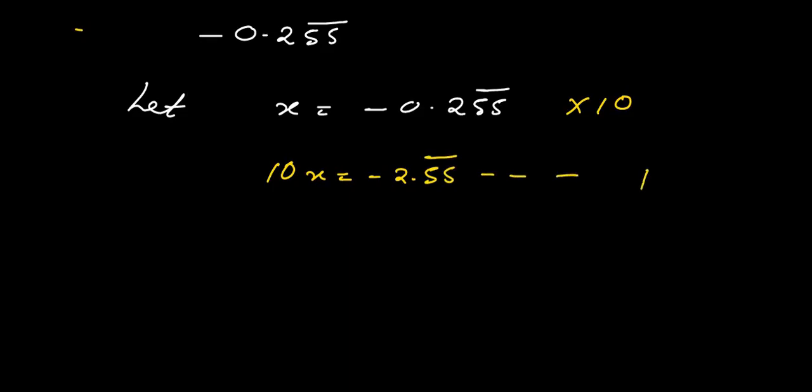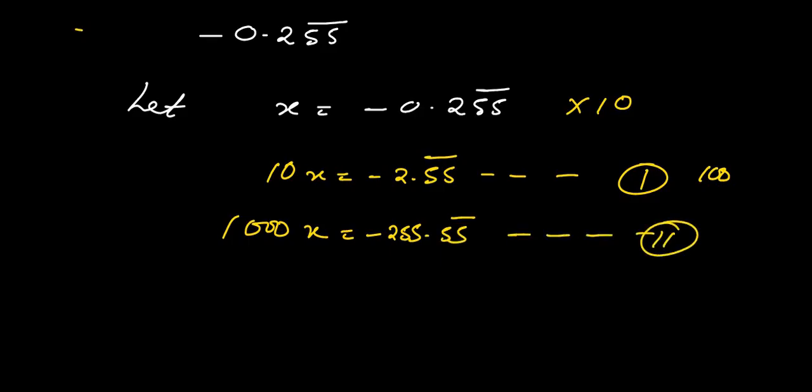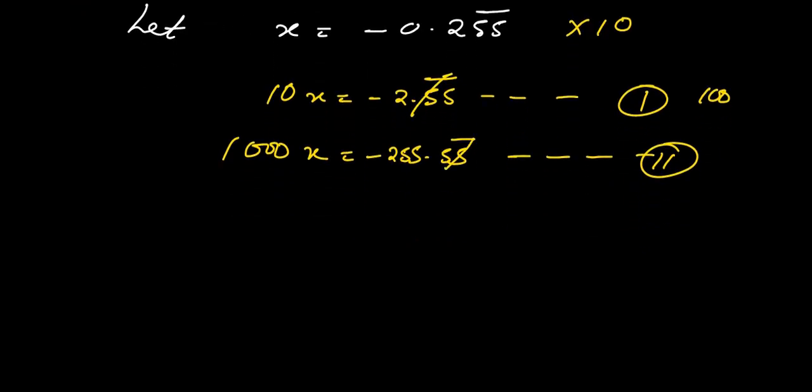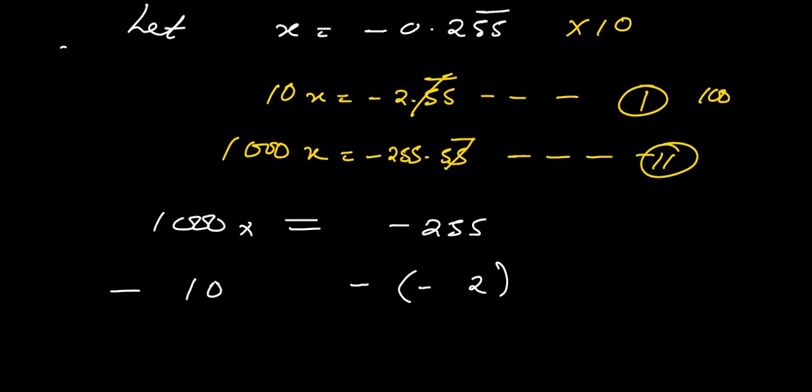This becomes your equation 1. Then we remove the repeating digit to the other side. We multiply by 100 because there are 2 of them. That's going to be 1000x is equal to negative 255.55 bar. This is the second equation. Now we find the difference between the two. These parts can cancel. If we find the difference here, it's going to be negative 255 minus negative 2. This side we're having 1000x minus 10x.